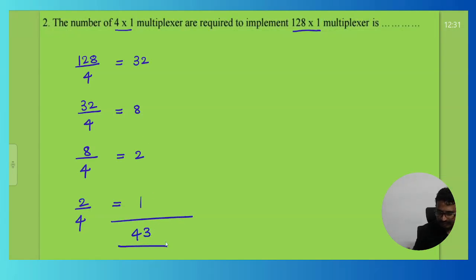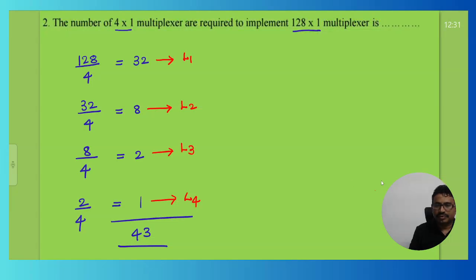43, okay, 43 required. So you can see now here, I can say this is in which level now? This is in level 1, this is in level 2, this is in level 3, and this is in level 4. Now from this we can say these things.